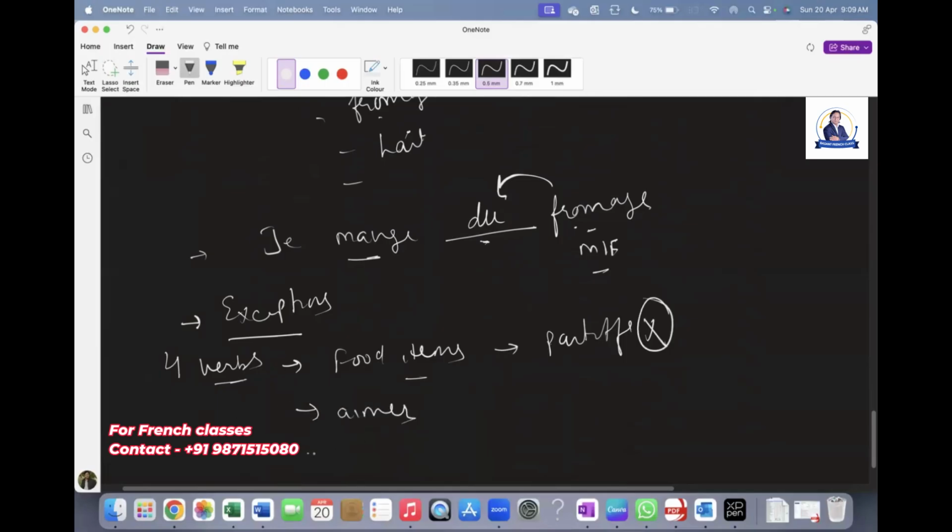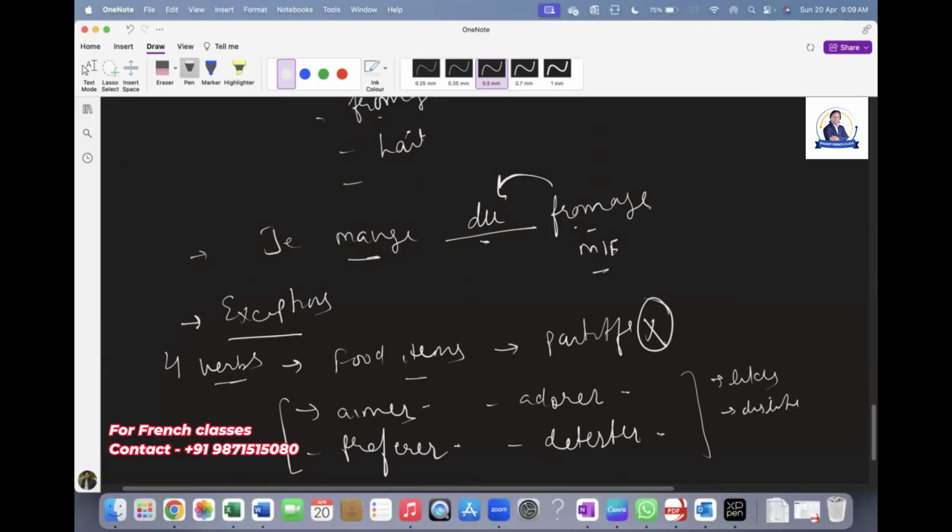Aimer, préférer, adorer, and détester. Aimer means to like, préférer means to prefer, adorer means to love, and détester means to hate. These 4 verbs are the verbs of likes and dislikes, right? Since the food item is not being consumed in these 4 verbs, we will not use article partitif.